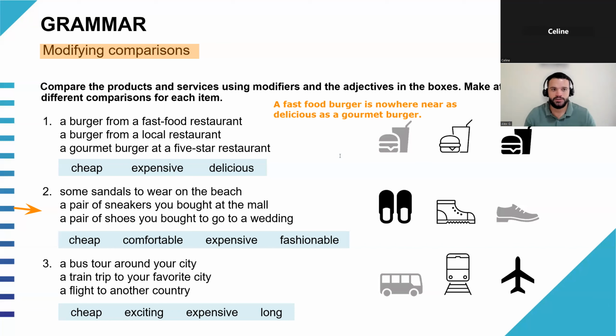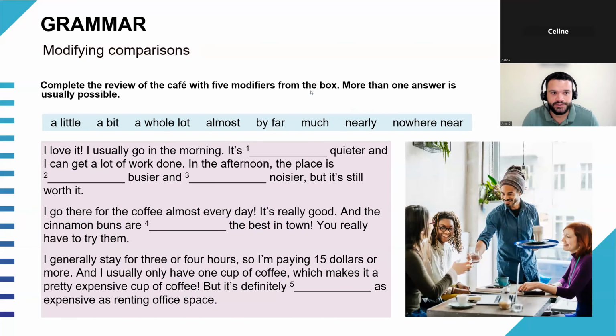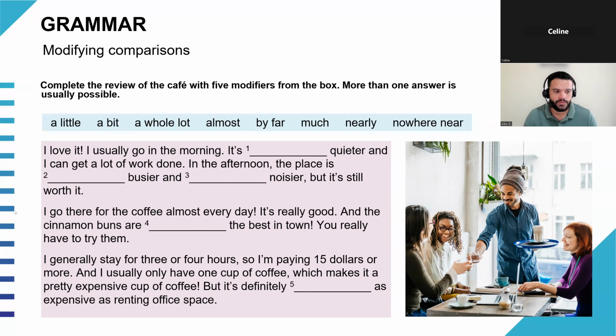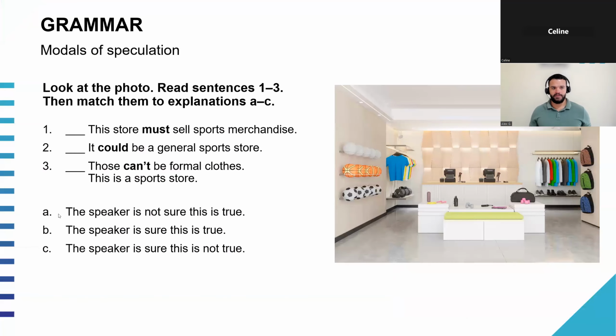Perfect. Okay. So just remember when you have to do this on the exam, Celine, you have to use these words, okay? When it tells you to use the modifiers, you have to use this, okay? A little bit, a whole lot, almost, by far, much, and then do the comparison, okay? Yes. All right. Let's erase and we'll continue. Here we have the next one.